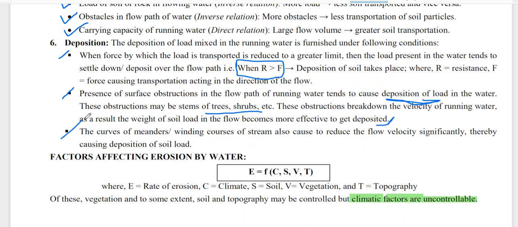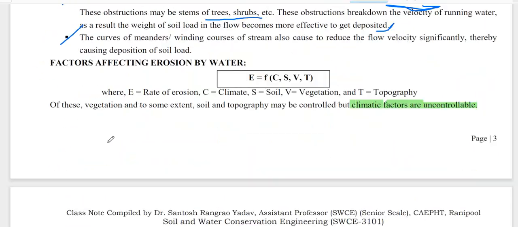The curve of the meanders or winding courses of streams also reduces the flow velocity and thereby causes deposition. The curves of the meanders and winding courses will also reduce the flow velocity, so it will be good for our depositions.